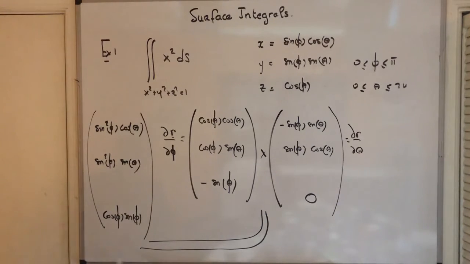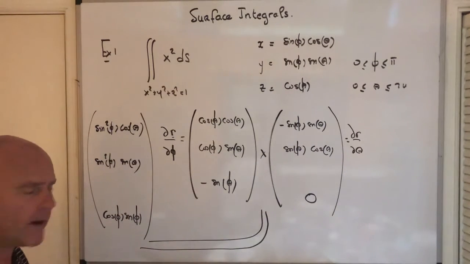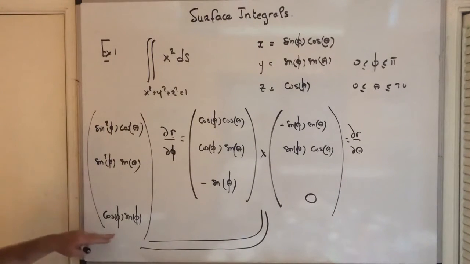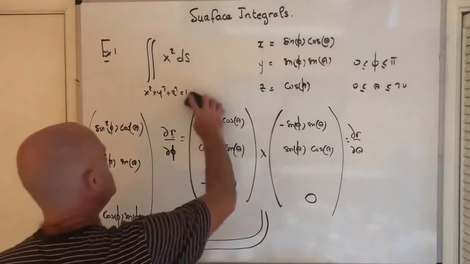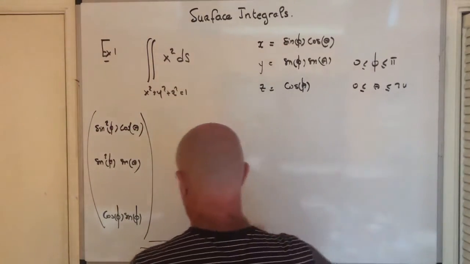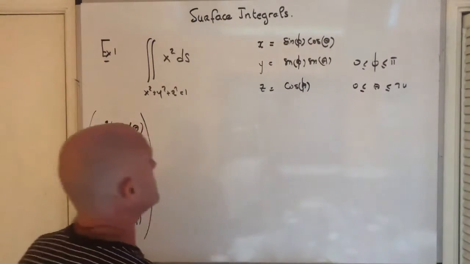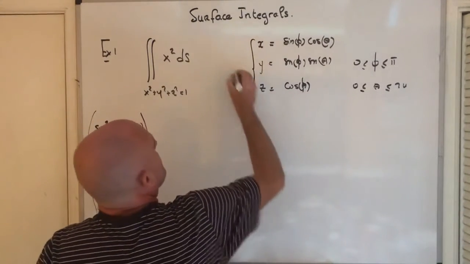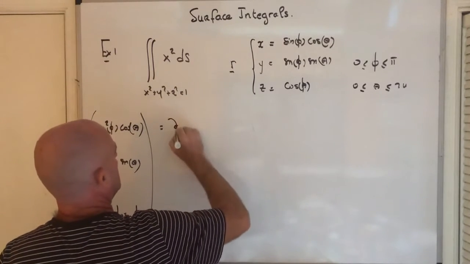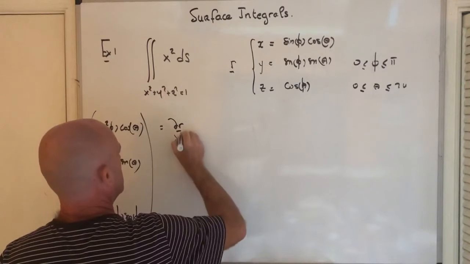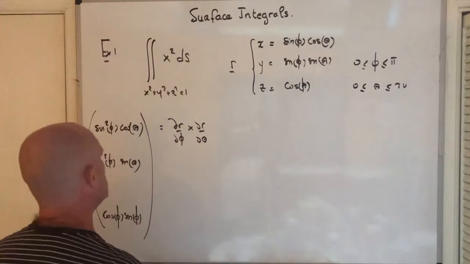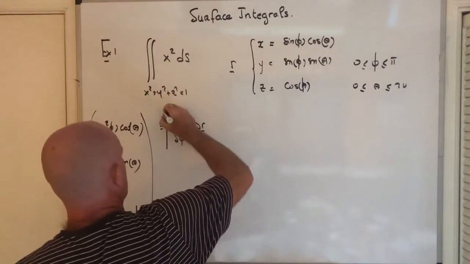Alright, so now I need to compute the norm of this vector. So it could be quite a scary computation, because I would have to take the square of this plus the square of this and the square of this and see what it gives. But as you will see, a lot of things simplify quite nicely. So this is nothing else than dr over d phi cross dr over d theta, in that order. And we need to compute now the norm of this thing.